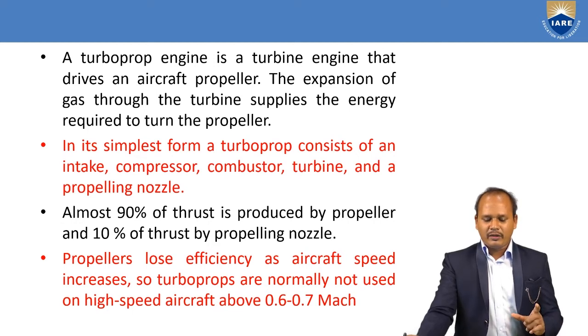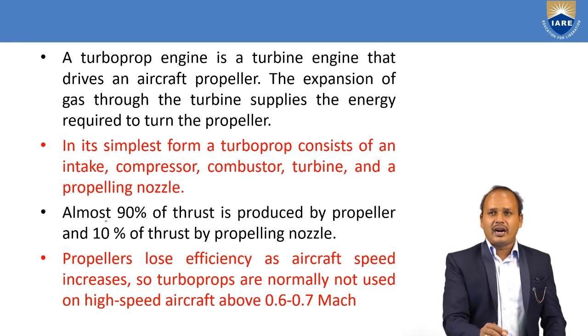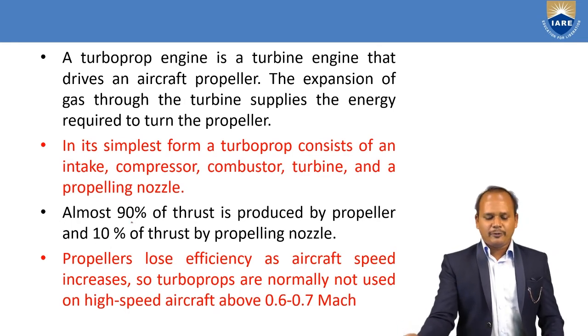So the difference in momentum at the front of your engine and back of your engine will result in one portion of thrust, that is the thrust due to flow coming out of your nozzle. So that contribution is hardly 10%. So you could say 90% of thrust is produced by the propeller alone. And for what type of application do we use this? Up to Mach number 0.6 we use the turboprop engines.